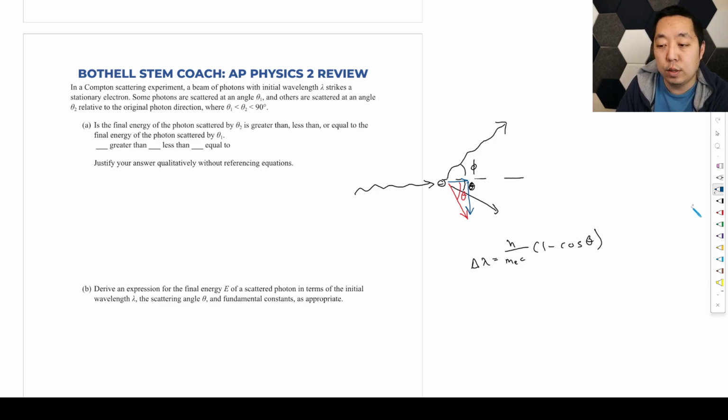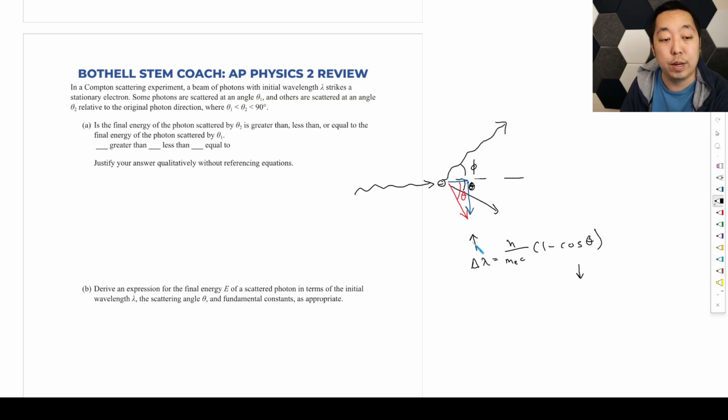I think at this one, it would be sufficient to just argue that the greater the angle change, the cosine of theta, that x component, is going to be smaller. Cosine of theta is going to go down, right? So this whole overall quantity will increase, which means we're going to have a greater change in the wavelength.